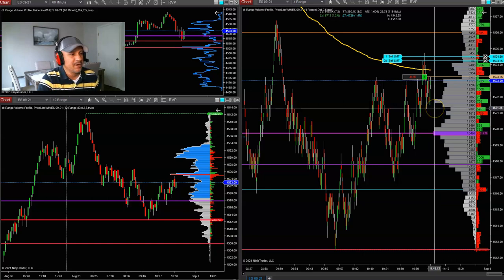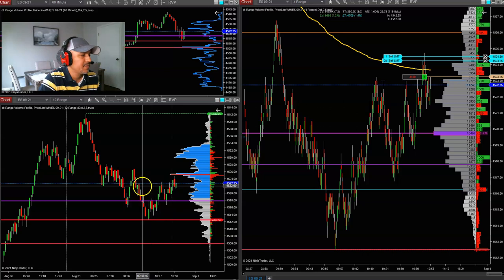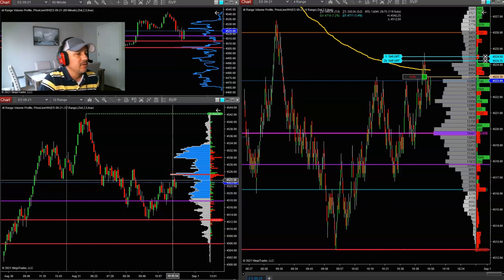But I entered at the close of this green candle to the upside, after taking this little swing to the downside out. This was the candle that took it out. I entered at the close, so I entered way too early. Anybody that watches my channel knows I look for a pullback, but I was aggressive here and entered the market way too early.